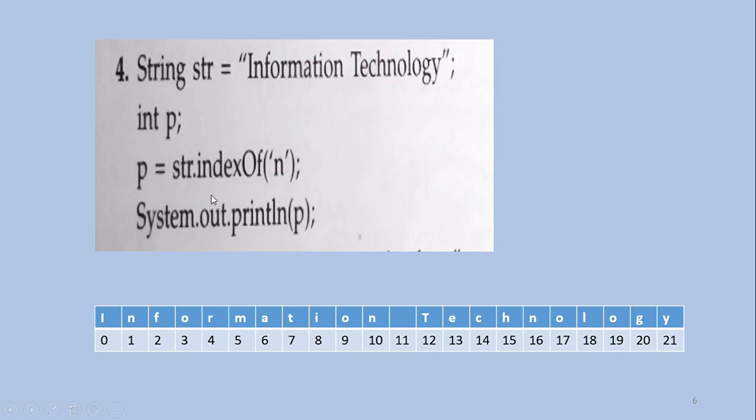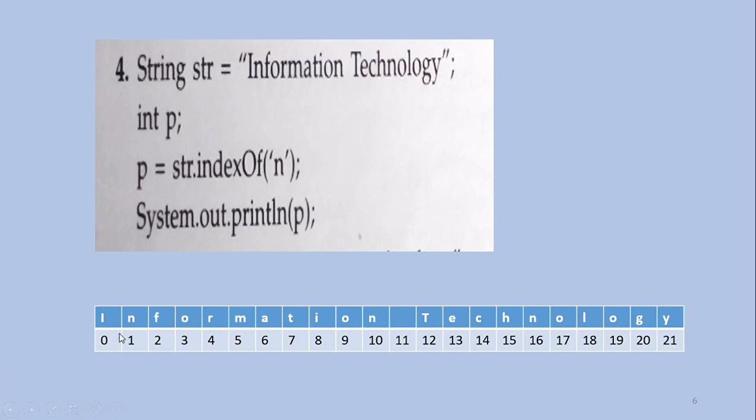If the question was last index of n, meaning wherever n is there but at the last. Where n is there? Here there is an n. Here you have an n. Then you have an n here. So what is the last position of n? The last position of n is here, 16. Clear? So you have to be very clear with the string functions.